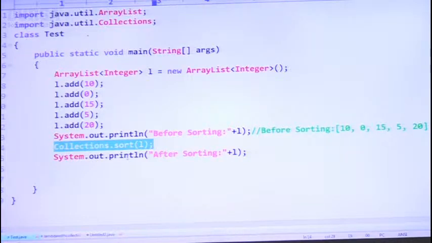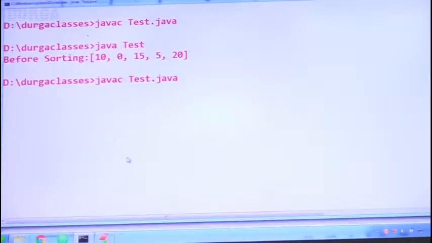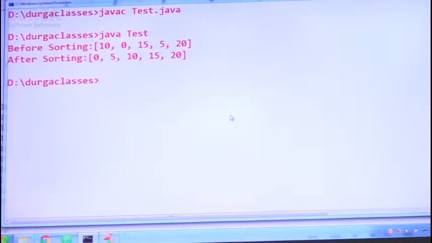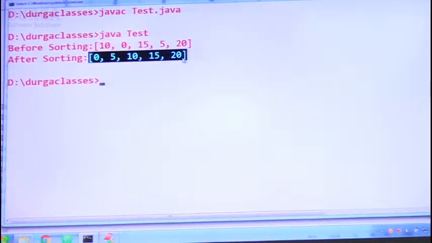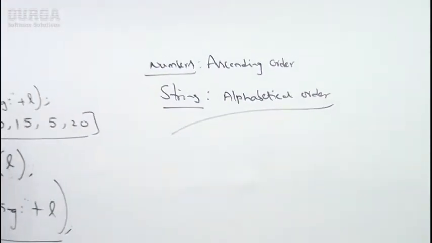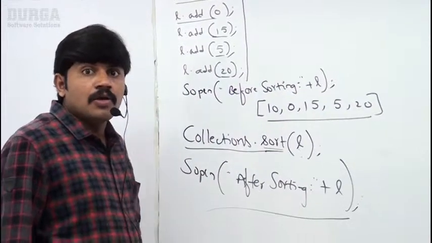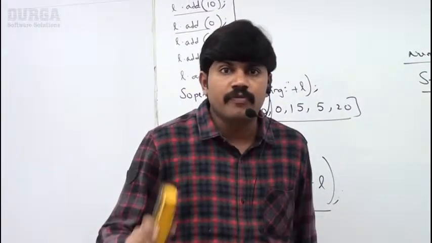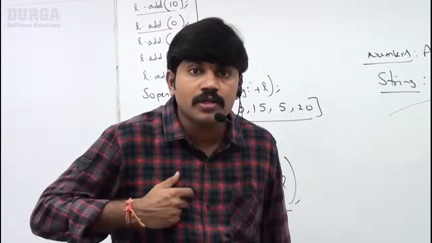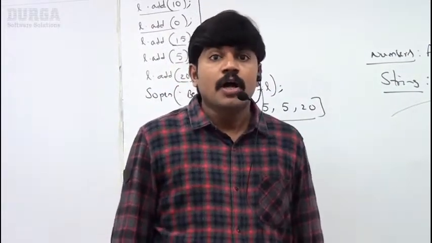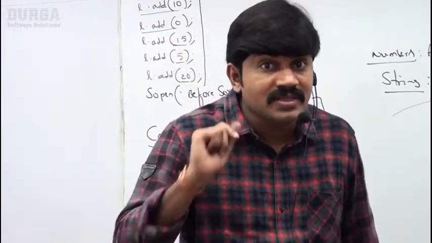After the sort method, what is the output we are going to get, sir? The code compiles fine, no problem at all. What is the answer we are going to get by default? 0, 5, 10, 15, 20 like this, right? Sir, this is the default natural sorting order. But now my requirement is, sir, I don't want this default natural sorting order. I want my own customized sorting order, sir. I want a descending order.